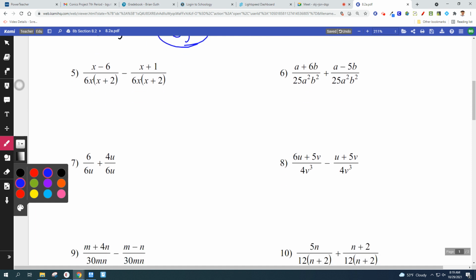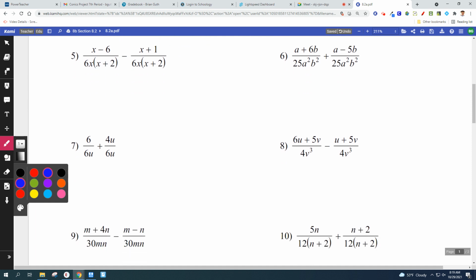Let's look at number 5. We're subtracting fractions this time. But subtracting fractions, adding fractions, it's really the same thing. If you've got a common denominator, it doesn't have to be that hard. All right, so I can see right now the denominator is 6x times x plus 2. So I know my answer is going to be something over 6x times x plus 2.